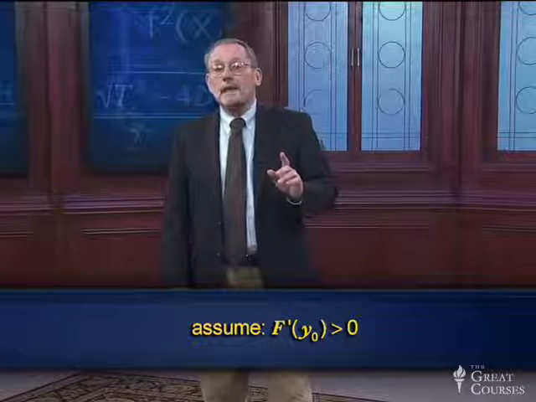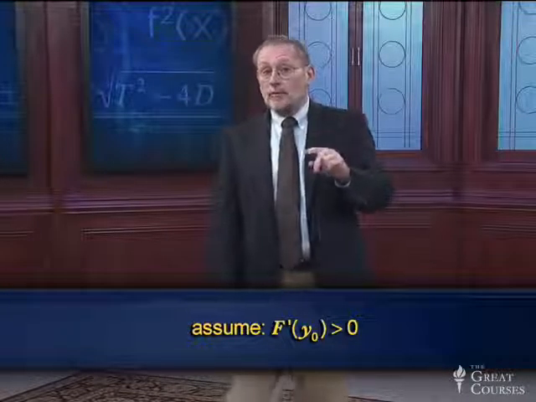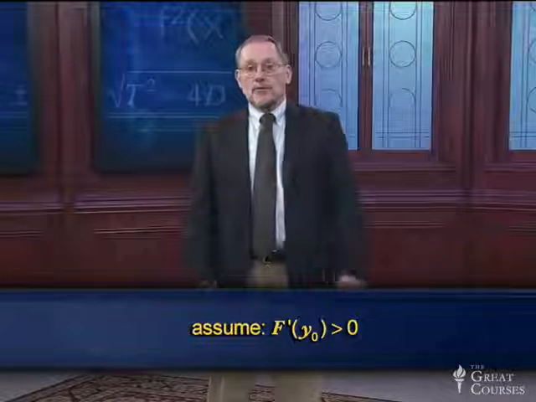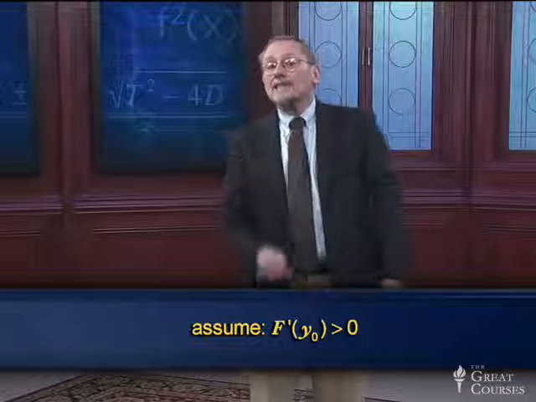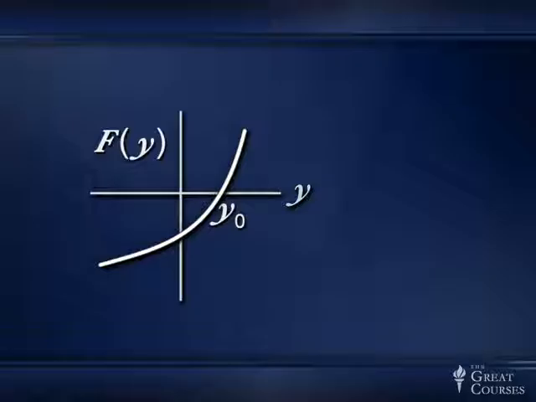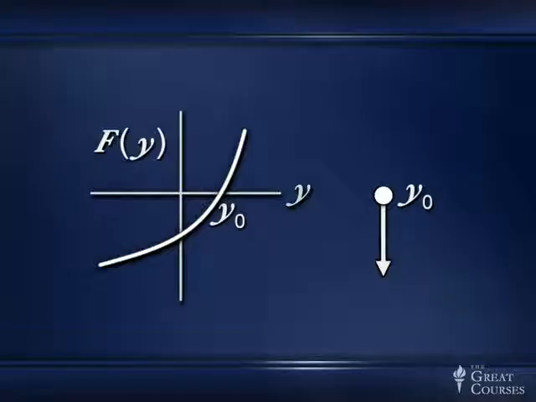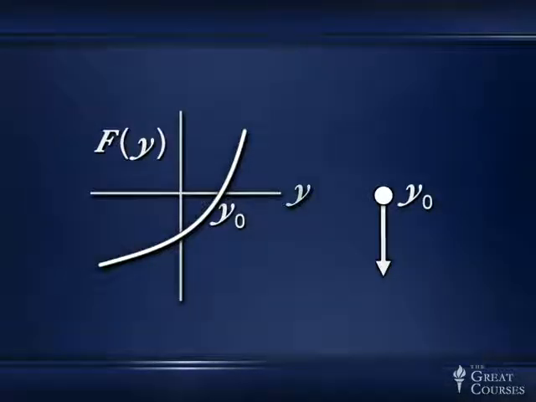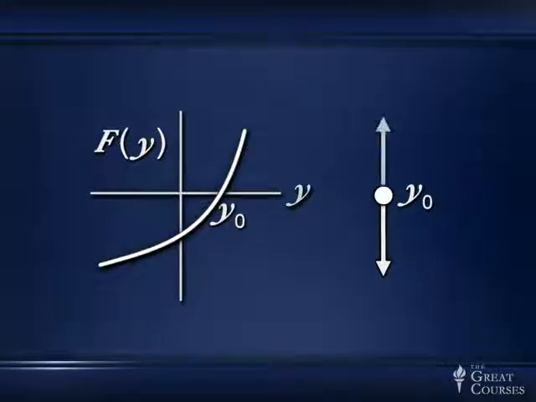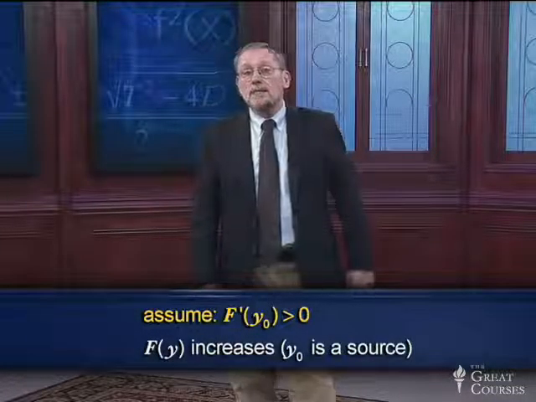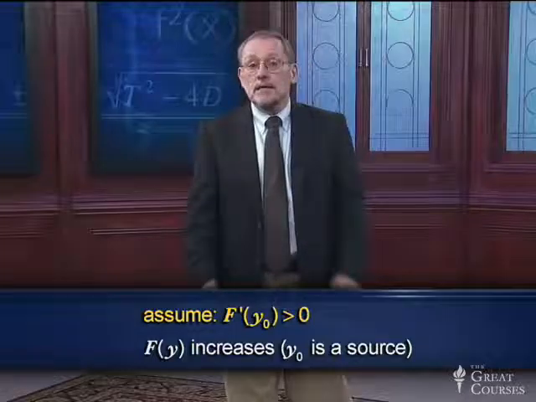Let's assume that the derivative of your function at y0 is positive. What does that say? Well, that says that our graph increases through y0. So if y is less than y0, then f of y is negative. So for y below our equilibrium point, slopes are negative. That means solutions are moving away. On the other hand, if y is greater than y0, then f of y is greater than 0. That means above y0, slopes are positive, solutions increase. So that says that if the derivative at y0 is positive, our equilibrium point must be a source.